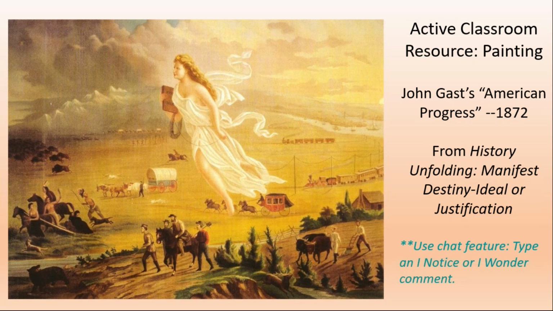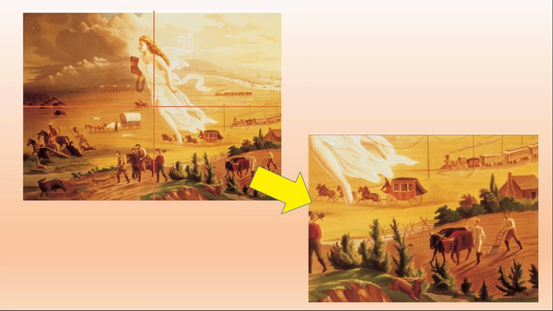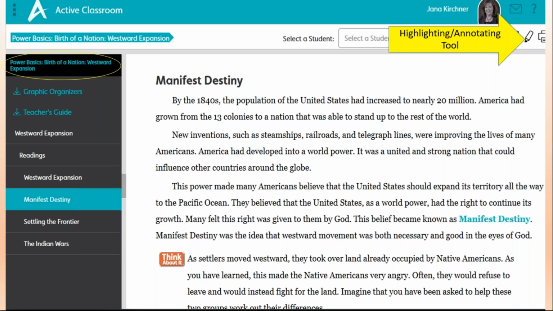So once we came up with our own thinking and then talked with our partner, we would have a whole list of I notice and I wonder questions. Then we could introduce the text. This particular reading is from Power Basics, and if you haven't looked at that series, that's a great series for English language learners. It's anywhere from about a 4th to 6th grade reading level, and I'll show you several examples of that. This particular one is Birth of a Nation, Westward Expansion.